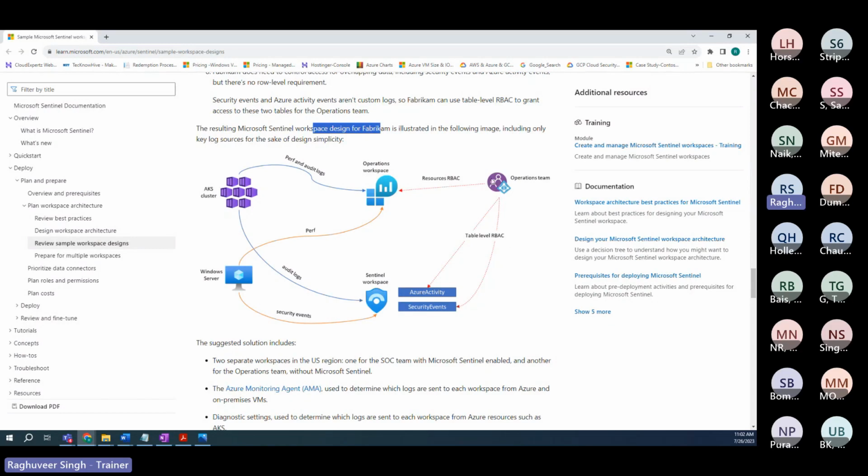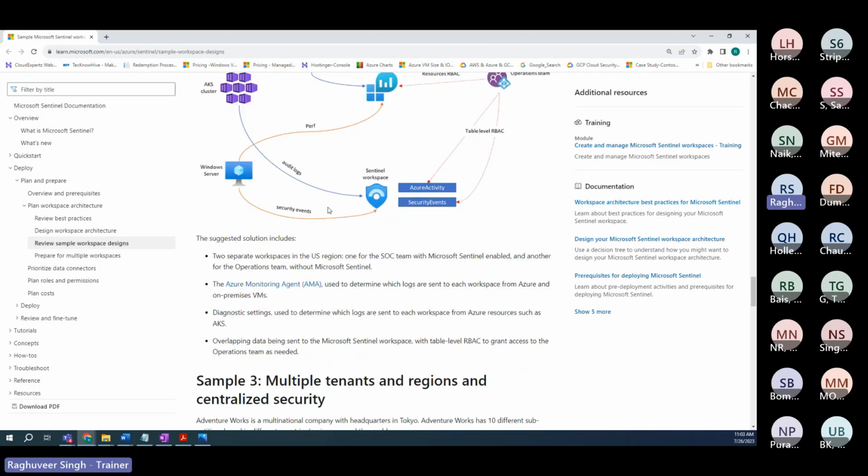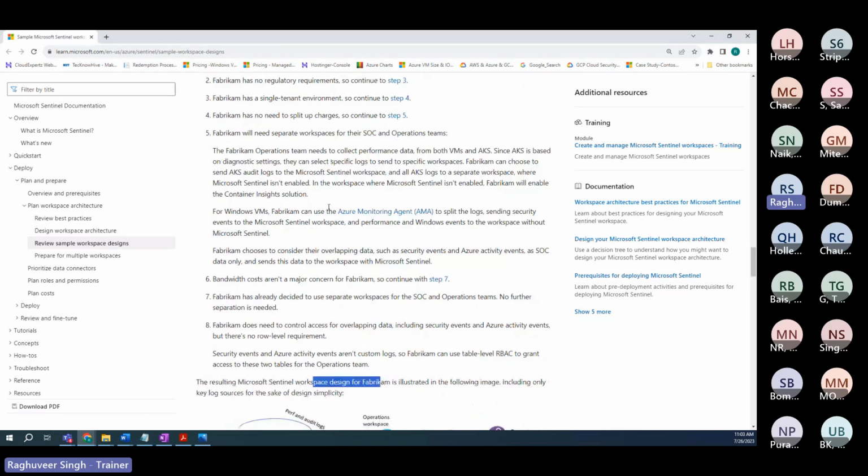So now operations team will have complete access to the operational workspace and limited access to the Sentinel workspace, wherein they have some overlapping data that they need access to. And Sentinel monitoring team is not shown in this image. But if you want to put it here, you can put it somewhere here and put an arrow pointing towards the Sentinel workspace. So that's the design. This is the simplest design when you have a single Azure AD tenant.